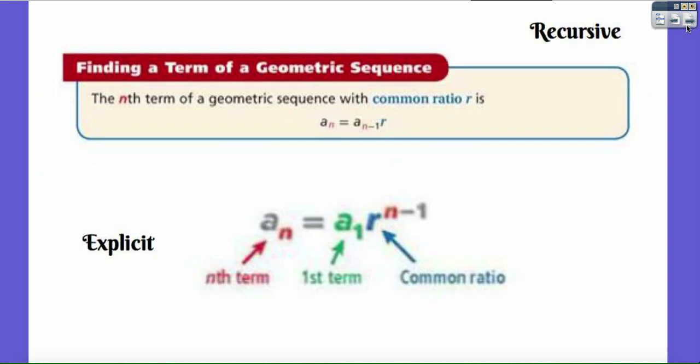So there are two types of formulas for a geometric sequence as well. There's the recursive one, which is a sub n equals a sub n minus 1 times r. It's very similar to the arithmetic one, where the n's are just representing any position number whatsoever. But this time, instead of having a d in the formula, we have an r because we have a common ratio. So that's just whatever we're multiplying or dividing by.